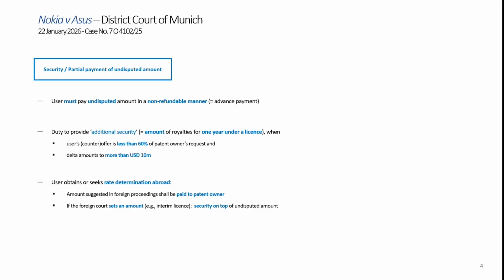This can, however, under circumstances, not be enough. The court said there is also a duty to provide additional security, meaning on top of this undisputed amount, which would amount to the fees that you would need to pay under a license for 1 year. This duty exists, however, when specific conditions are met, and the court established which these conditions are. You will need to have the counteroffer of the user being less than 60% of what the patent owner requests, and the difference between the counteroffer and the patent owner's offer should be more than $10 million.